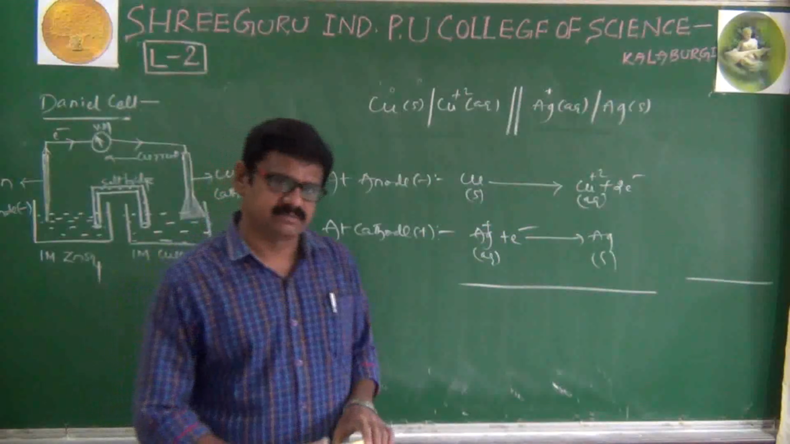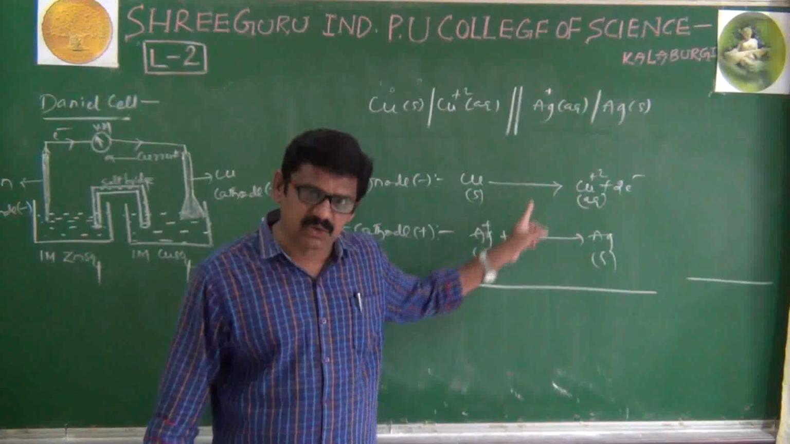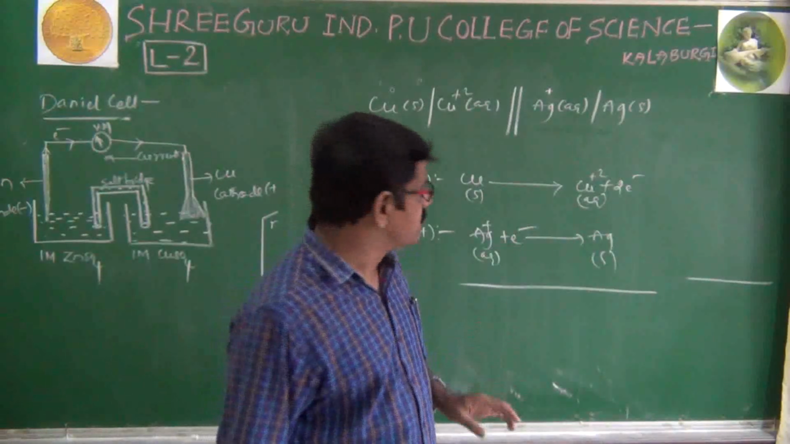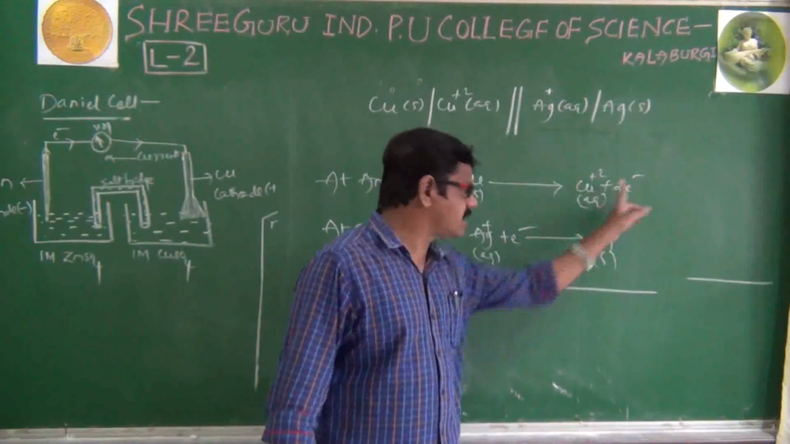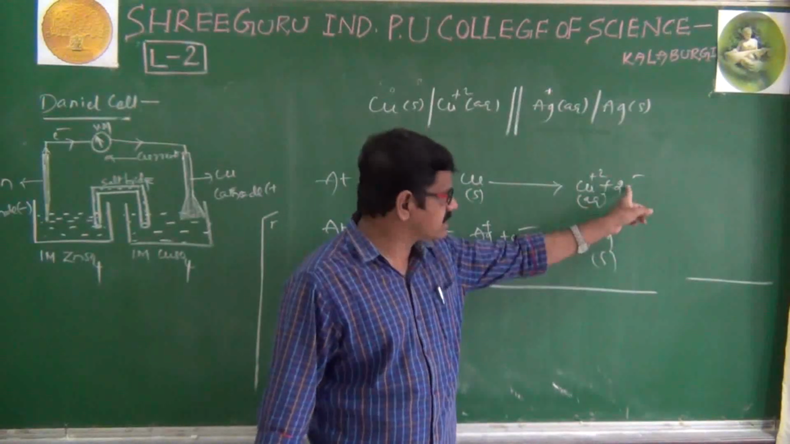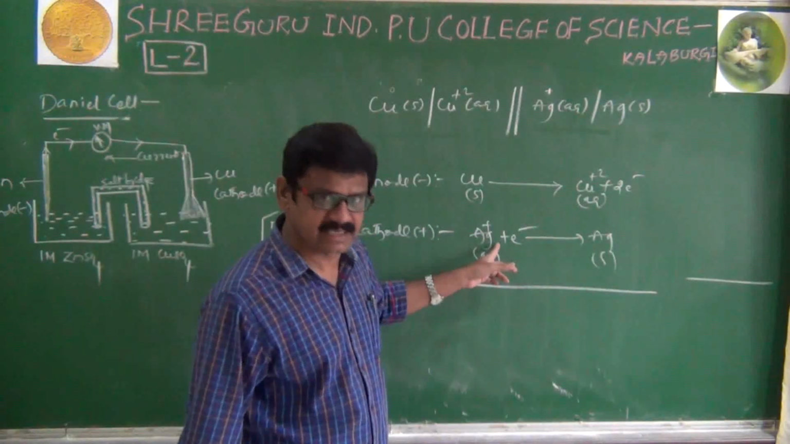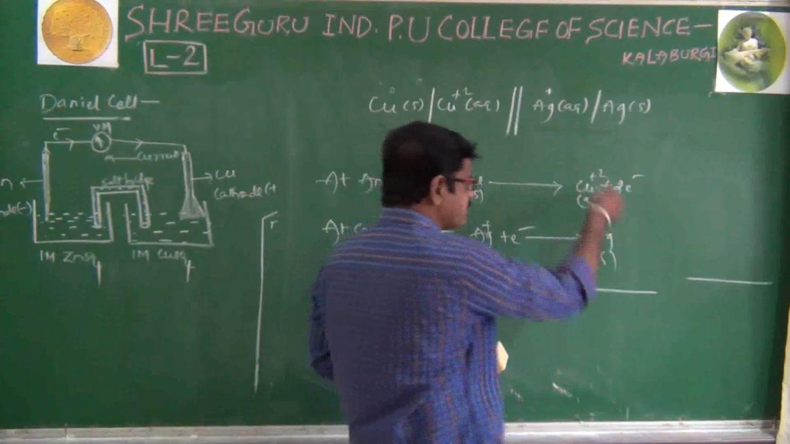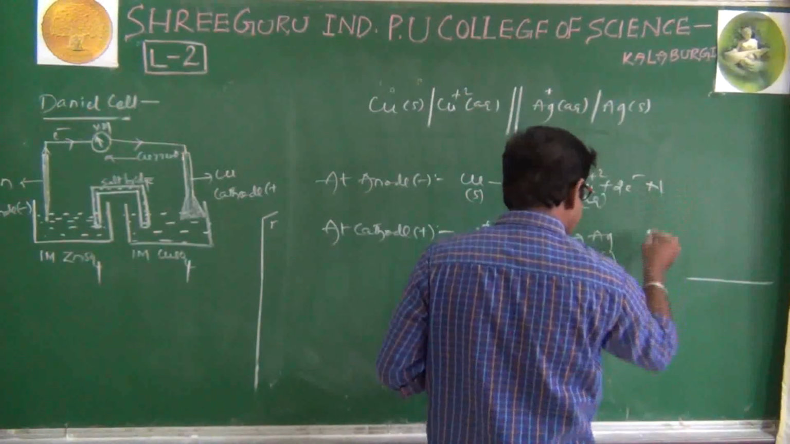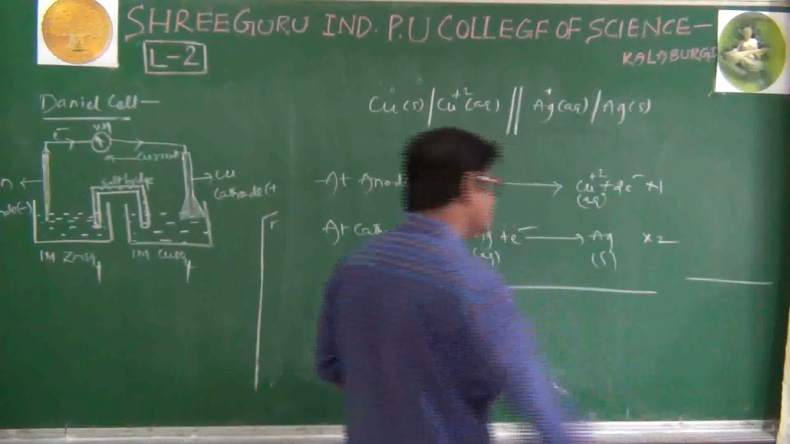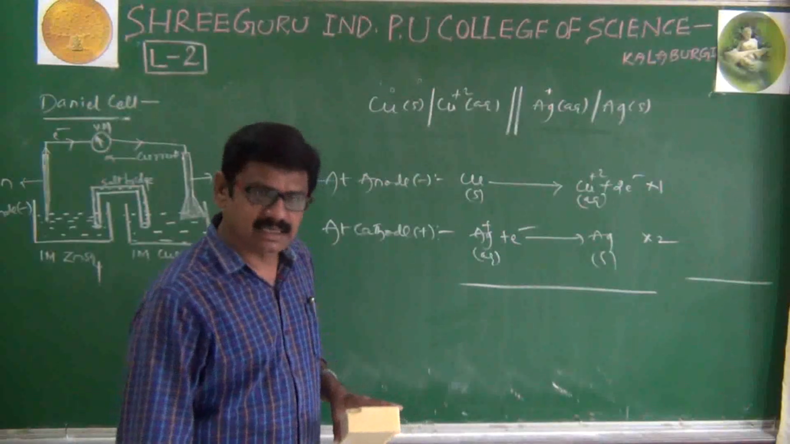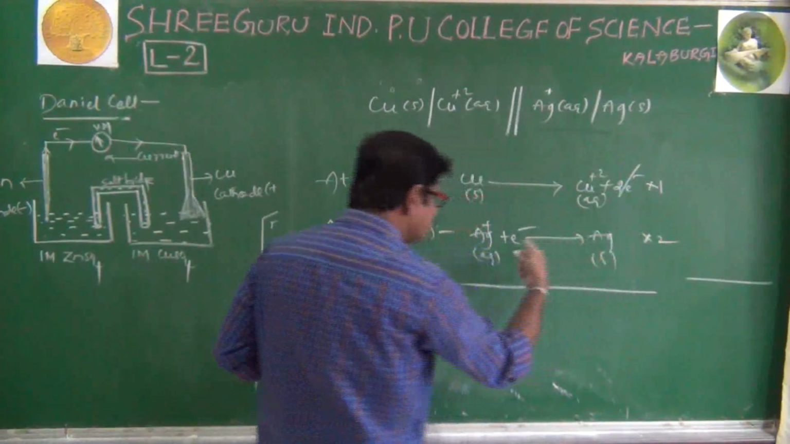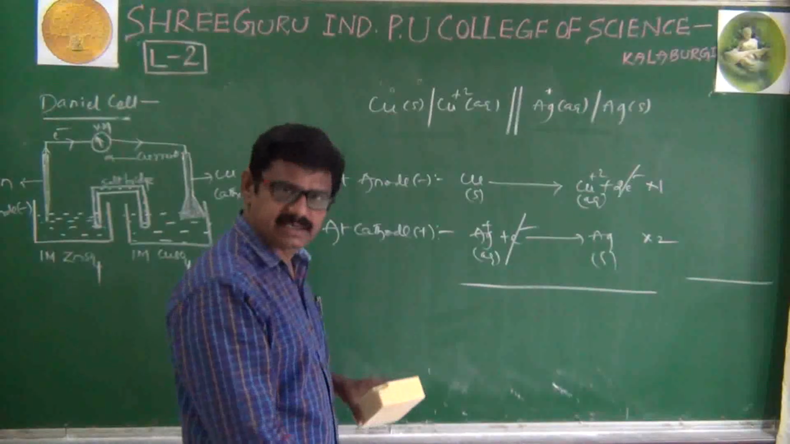Now we have to add them. But before we add the reactions, first of all we have to cancel the electrons. Unfortunately, our electrons are not the same. Here 2 electrons are lost, here 1 electron is gained. So first we have to make them equal. I am multiplying this equation by 1 and this equation by 2 to make the electrons equal. Now, 1 into 2 is 2 electrons, and 2 into 1 is 2 electrons.